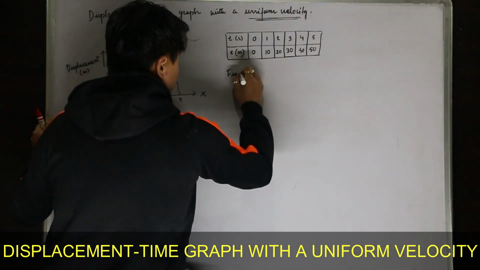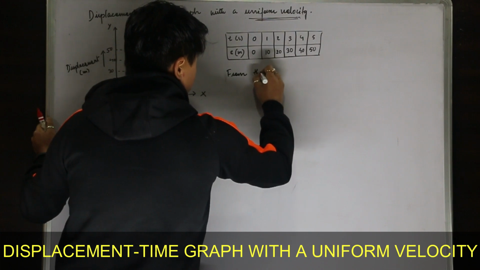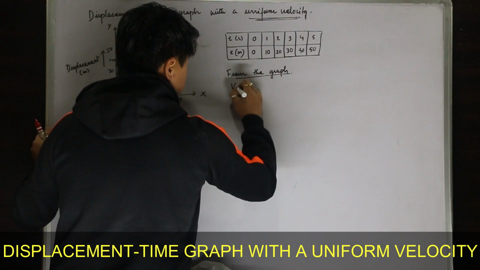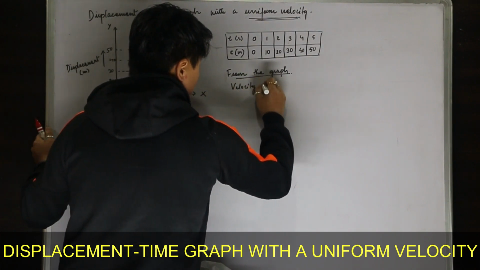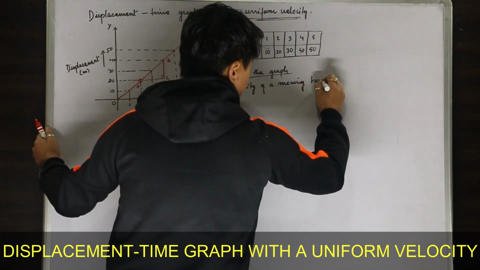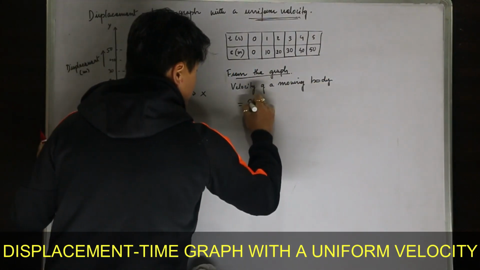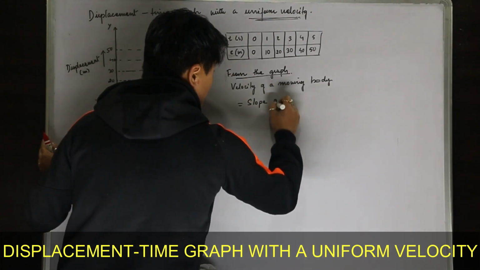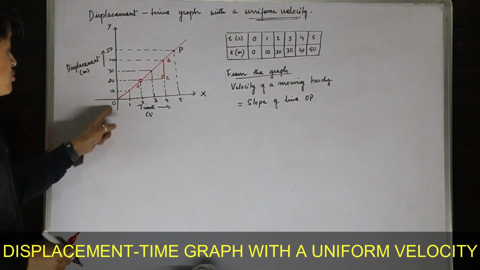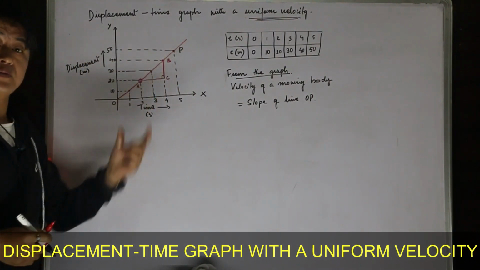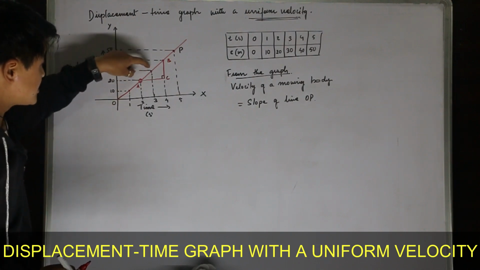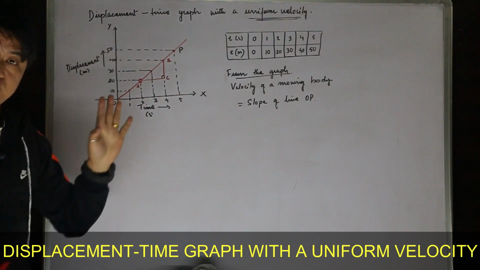From the graph, velocity of a moving body is equal to the slope of line OP. Here we have to find the slope of line OP. So in order to find the slope of the line, we can take any 2 points. We can take this point and this point also, this point and this point also. Any 2 points we have to consider.